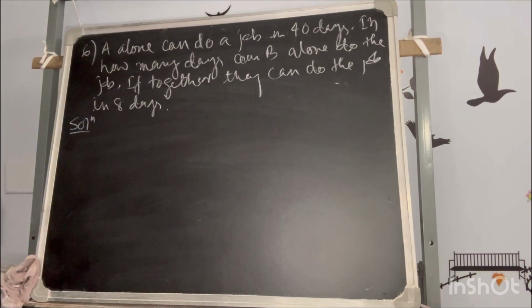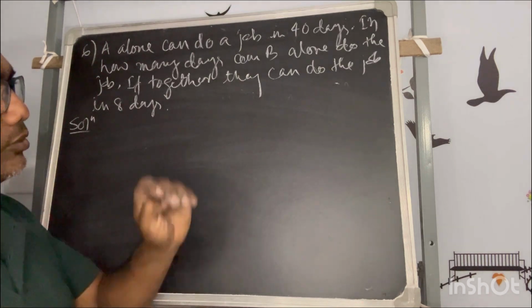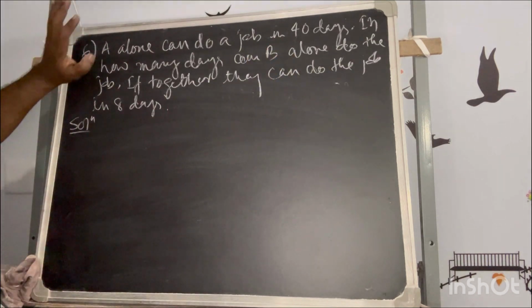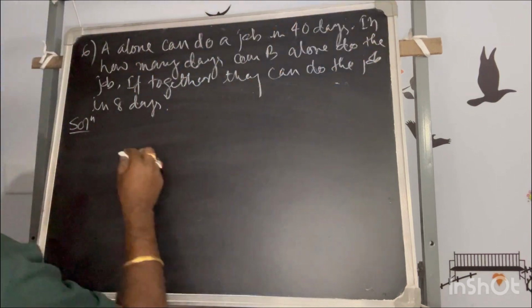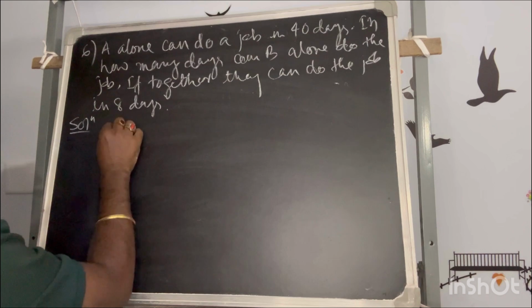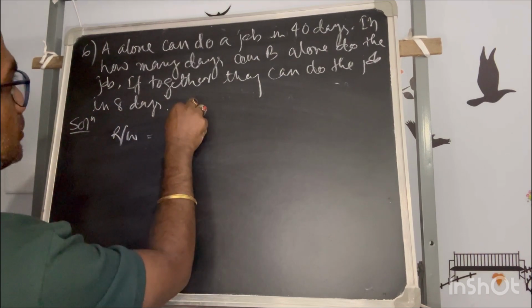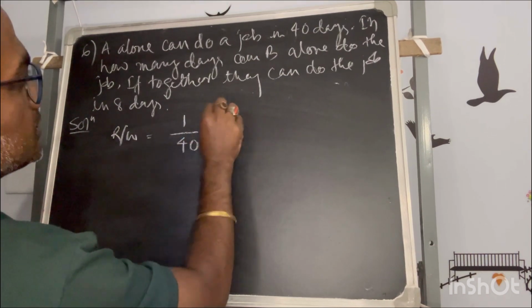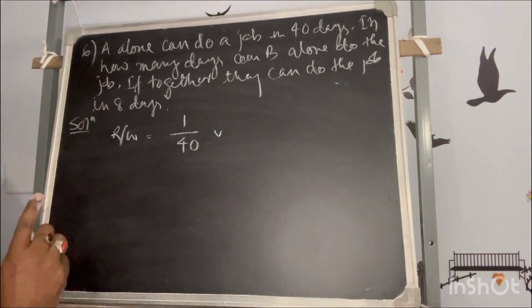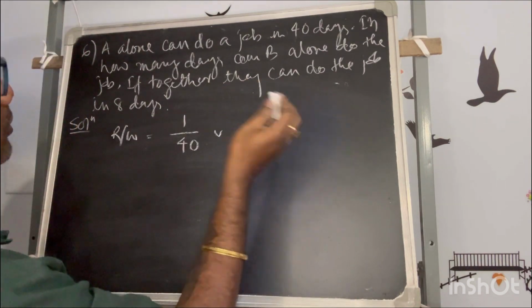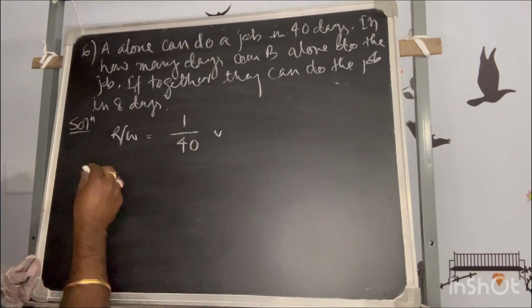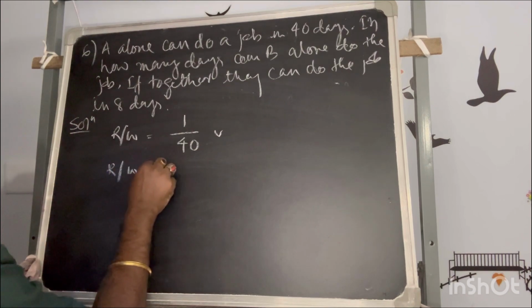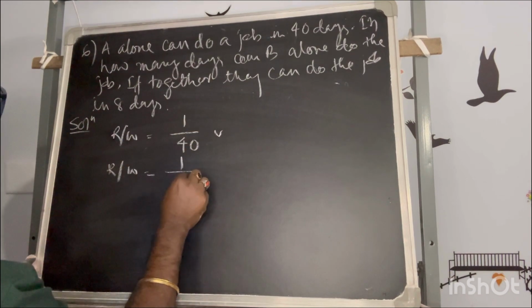present it in front of you so that you understand very basic problems, then slowly you will go to the harder ones. That is my intention. So let's do it. A alone can do a job in 40 days. That means the rate of work of A is how much? 1 by 40 straightaway. This is correct. In how many days can B alone do it? So B's rate of work we don't know. But what we know is if together they can do the job in 8 days, that means the rate of work together is 1 by 8.